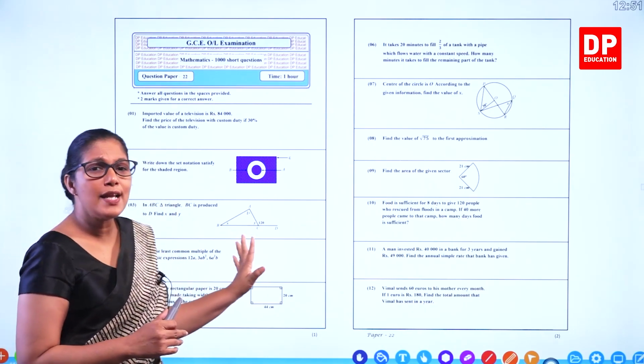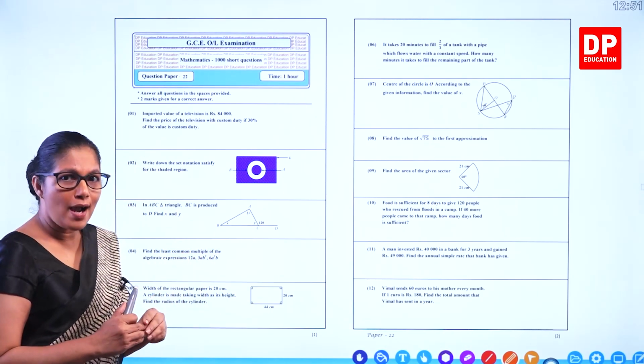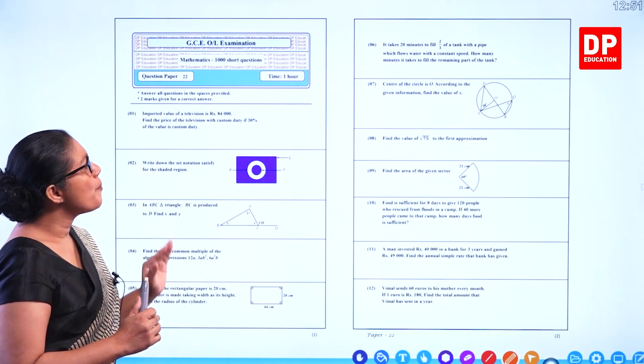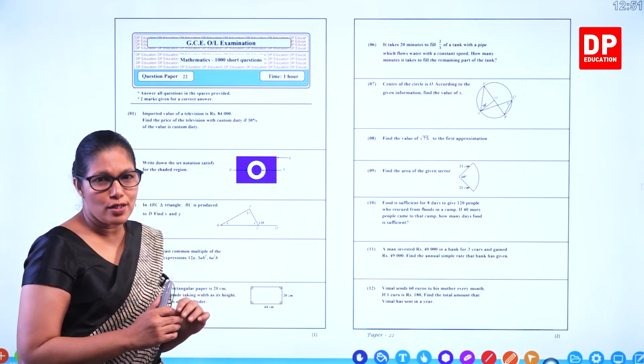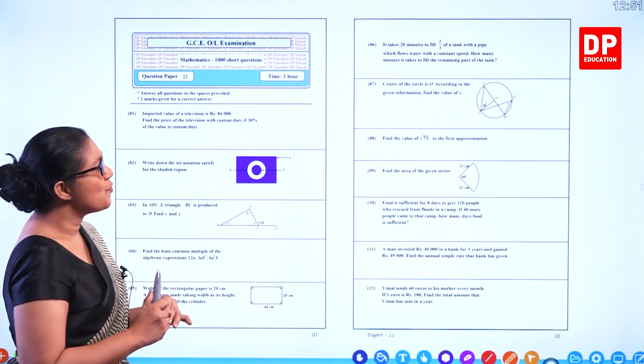This is similar to your O-Level Paper 1 Part A. You get 25 short questions. So practice all these 1000 questions before your O-Level exam as revision.